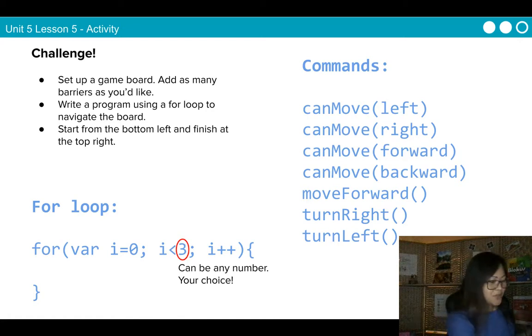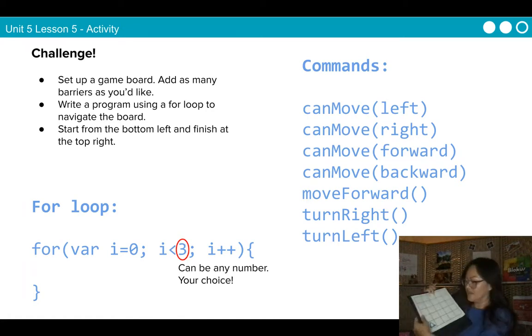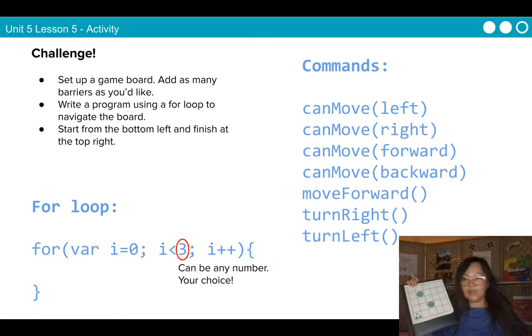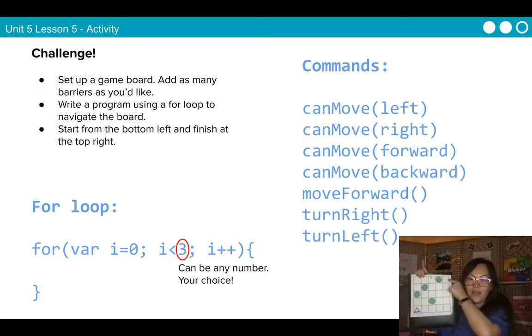So let me show you an example. Here's my game board, and I know I have to start from here and I have to end up there. And I'm just going to go ahead and randomly put my barriers. Here's 1, 2, and I'm going to use all 4. It's up to you whether you want to use all 4 or just 2. Well, we would like for you to use all 4. So how would you write your code? So have fun.